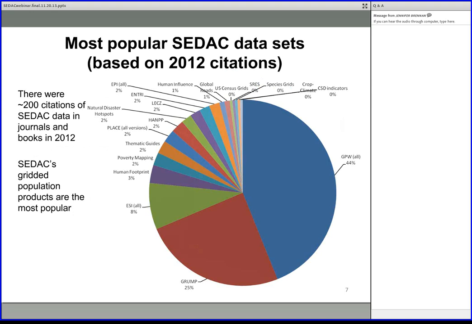Before jumping into a discussion of the data sets, I wanted to quickly describe which data sets get the most citations. In 2012, our analysis of the literature and our regular collection of citations showed that there were roughly 200 citations in peer-reviewed journals and books. Of those, about 44% were for our gridded population of the world data product, which is the big blue slice of the pie on the right. Another 25% were for the Global Rural Urban Mapping Project. About 8% of citations were for the Environmental Sustainability Index, 3% for the Human Footprint, 2% for poverty mapping, et cetera. I'll be describing some of these data sets in a bit more detail later on. But what this does give you is a clear picture that our population grids have been one of the most widely used data products.